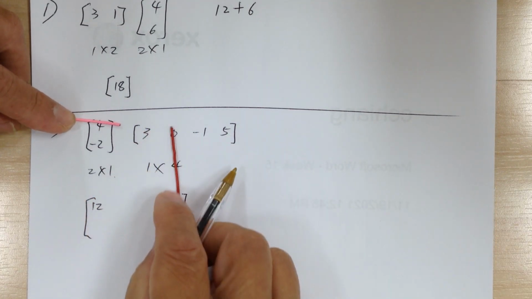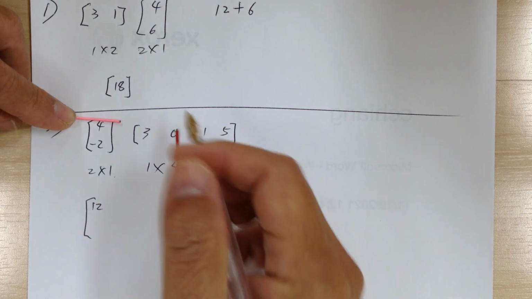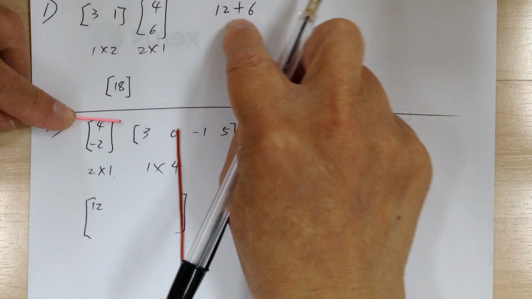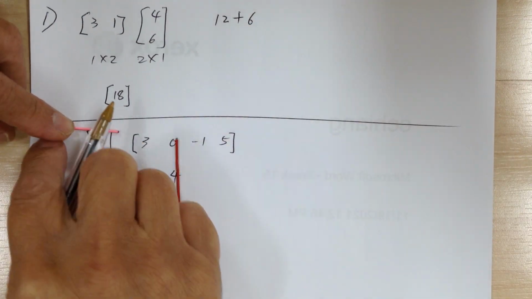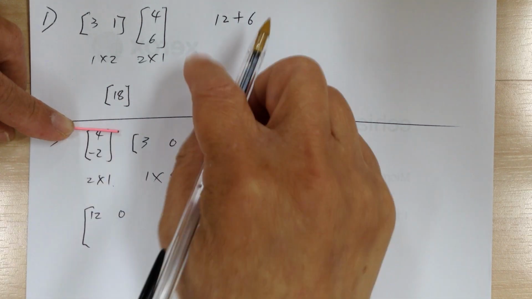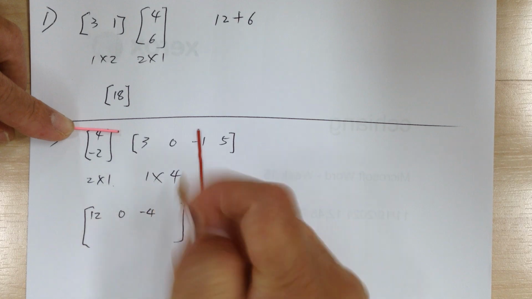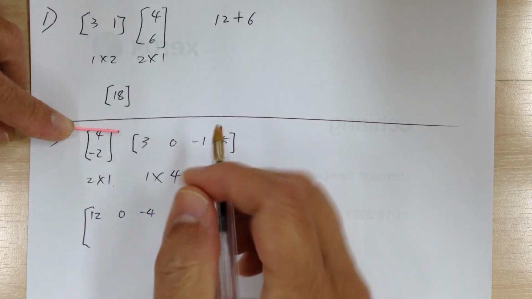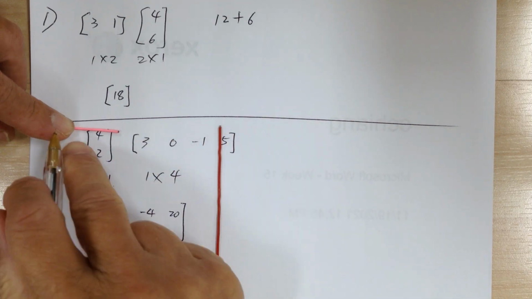Row times column. Since there's no number to add, you don't have to do this, you can just do it directly. Row times column is 0. Row times column is negative 4. Row times column would be 20. Okay, so we're done with the first row.